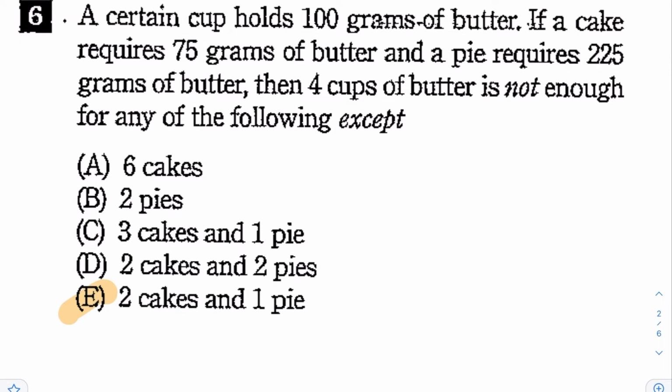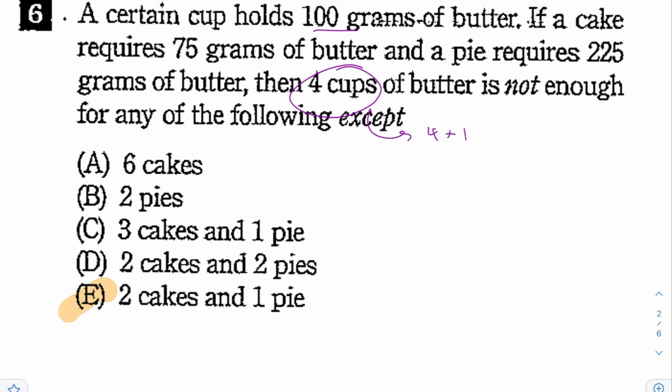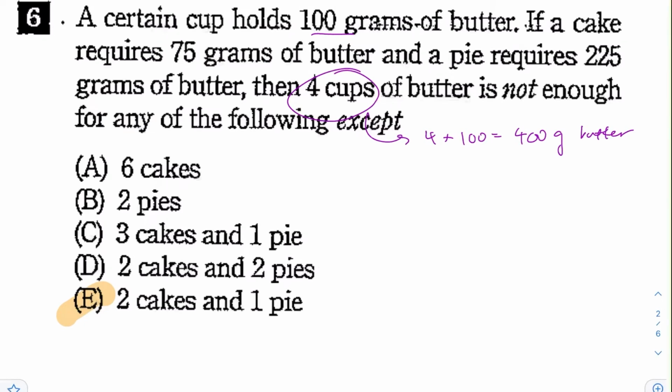Next, for number 6, a certain cup holds 100 grams of butter. If a cake requires 75 grams of butter and a pie requires 225 grams of butter, then 4 cups of butter is not enough for any of the following except. So this cup can hold 100 grams and you have 4 cups. So that's 4 times 100 or 400 grams of butter. And here what you want is the choice that is not enough, so you want a lot.